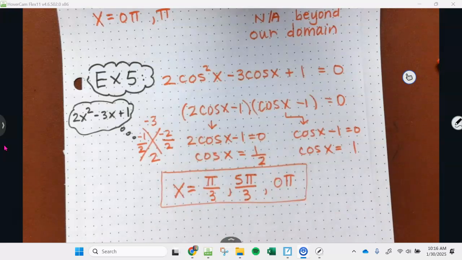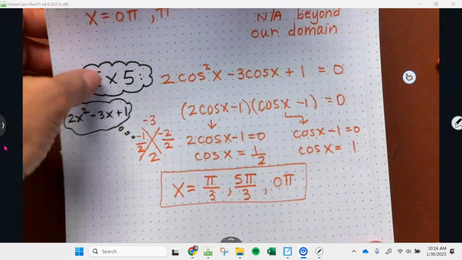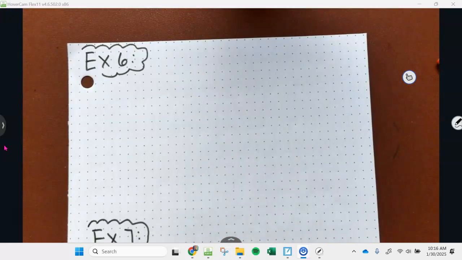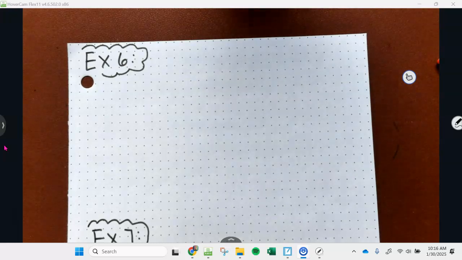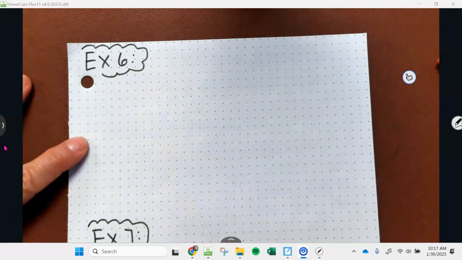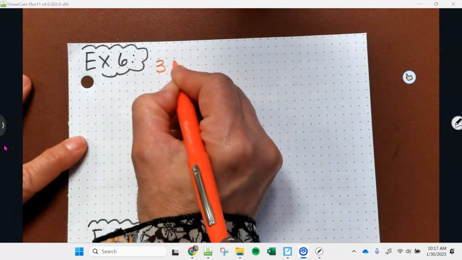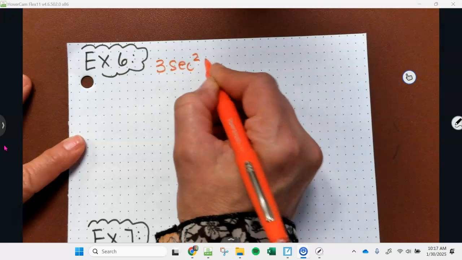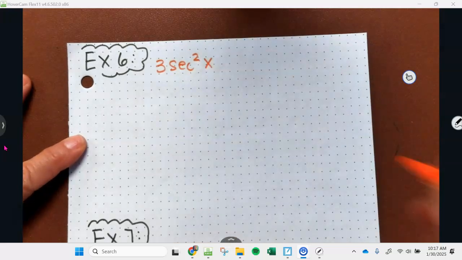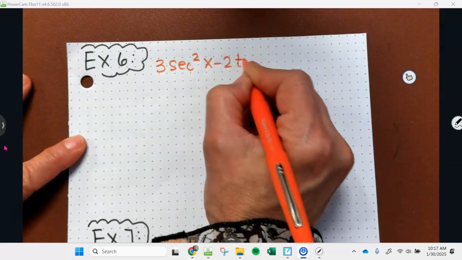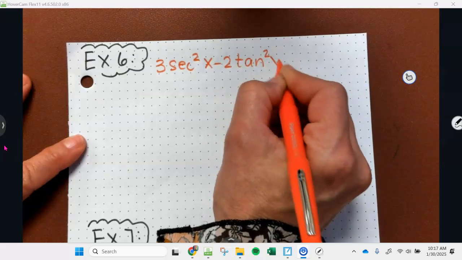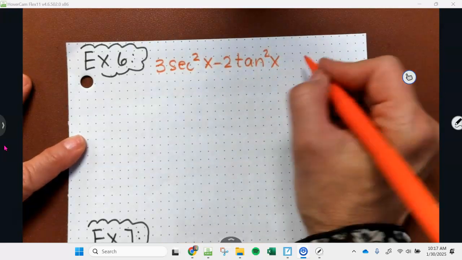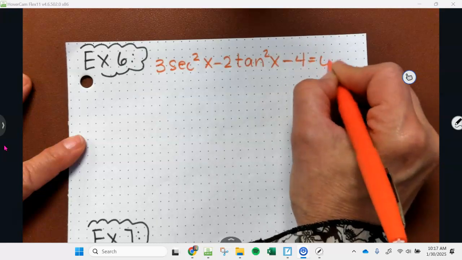Okay, these are baby problems. Let me show you something more like our level. 2 more to go, y'all. Example 5 and example 6 and example 7. For example 7, please write down 3 secant squared x minus 2 tangent squared x minus 4 equals 0.